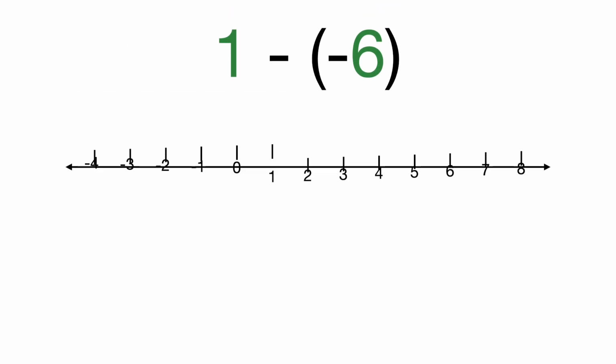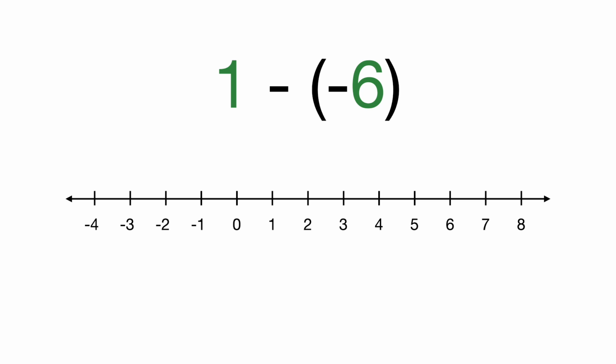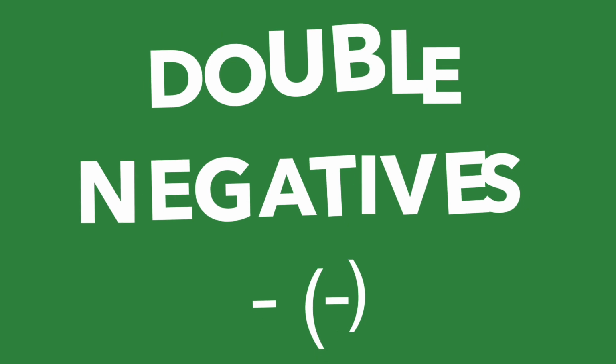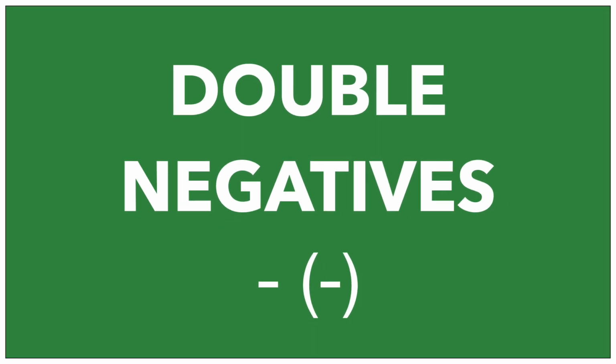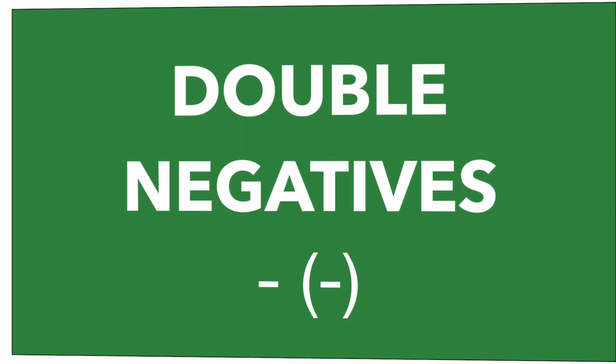Let's do 2 more examples here. Here we have 1 minus a minus 6. The key here is this minus a minus 6, which we call double negatives. Before we do this problem, first we've got to go over a few things with double negatives.